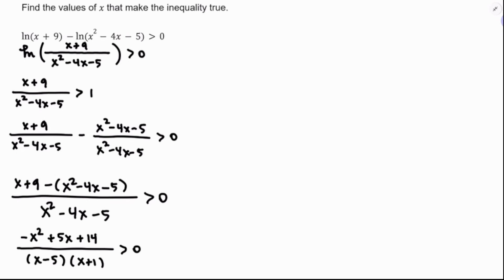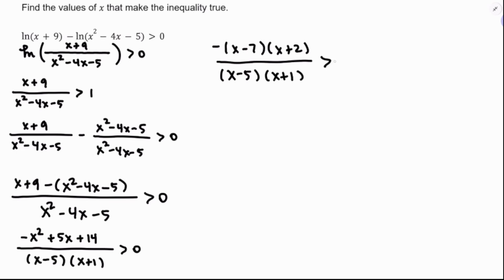So what we're going to do, we're going to factor out the numerator. So that's going to be the negative of x squared minus 5x minus 14. That's going to be x minus 7 times x plus 2. And we're going to divide by x minus 5 and x plus 1. And we're interested in where this is positive.